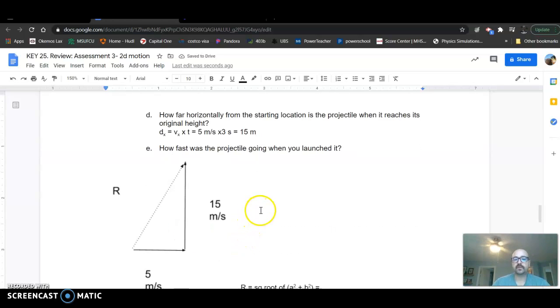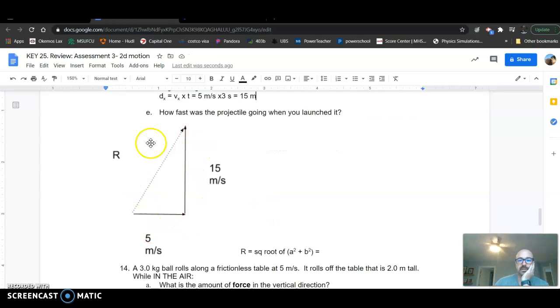And how fast was it going when you launched it? I made this picture earlier, so I'm really finding the resultant here. I had this horizontal, this vertical, so I'm talking about the square root of 15 squared plus 5 squared. And so the square root of 15 squared plus 5 squared gives me 15.8 meters per second.